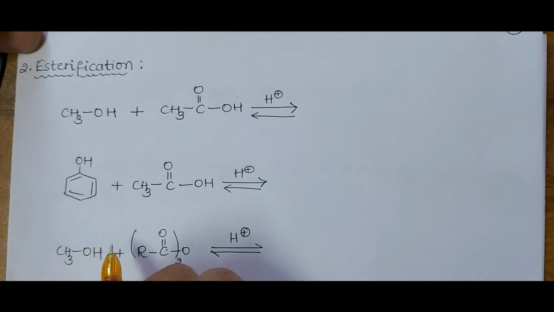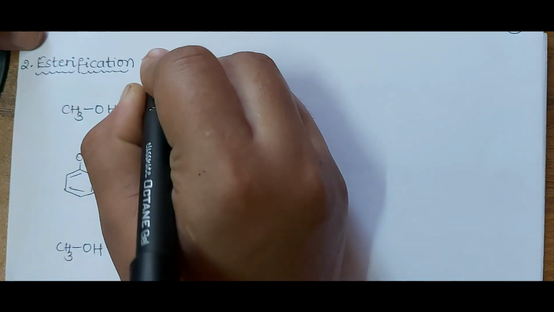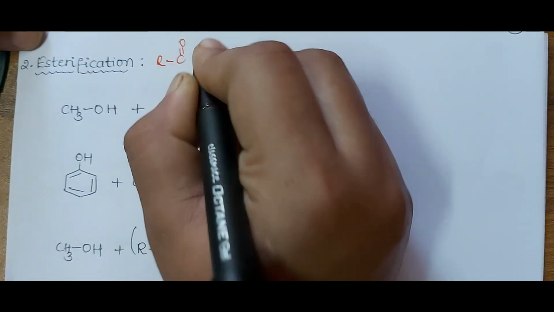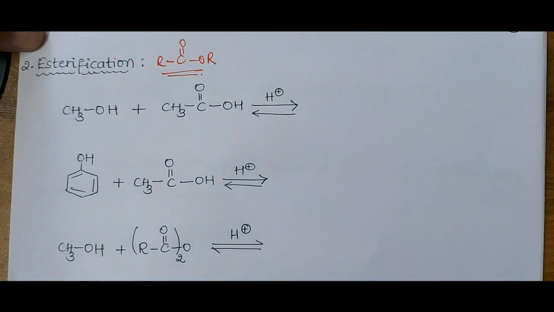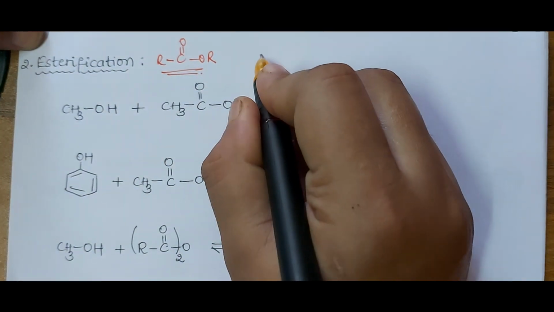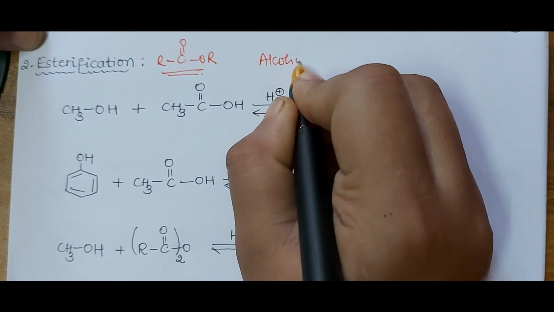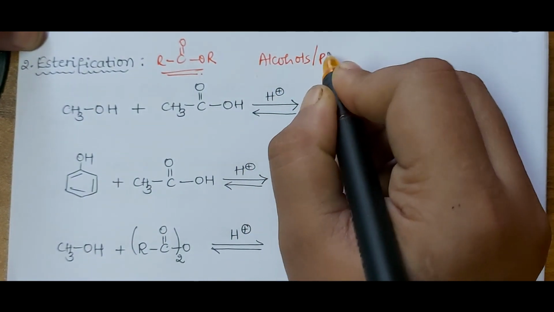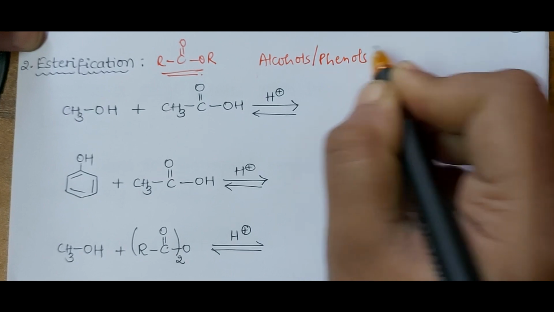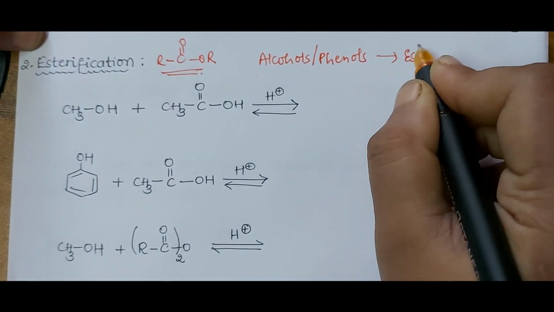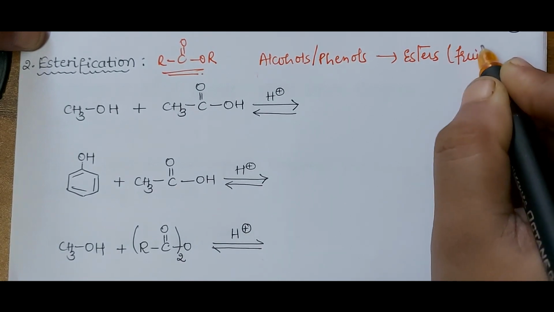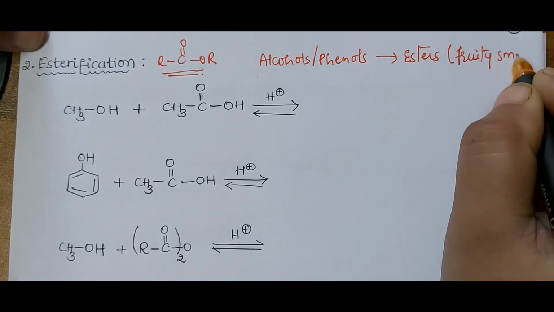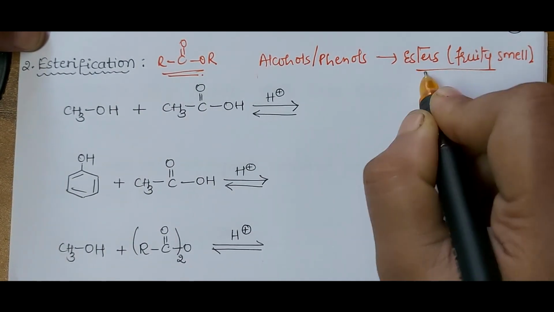Next we'll go with esterification reaction. So either an alcohol or a phenol, when it reacts with a carboxylic acid, results in the formation of esters, as represented by the formula RC double bond OR. So alcohols or phenols, whenever they undergo esterification, result in the formation of esters, and remember that esters have a fruity smell. So we'll consider the reactions here.